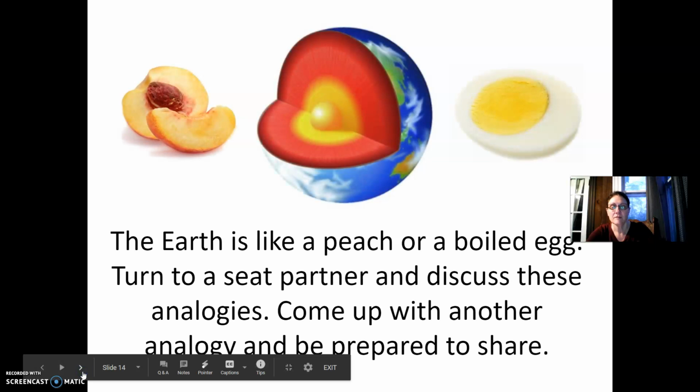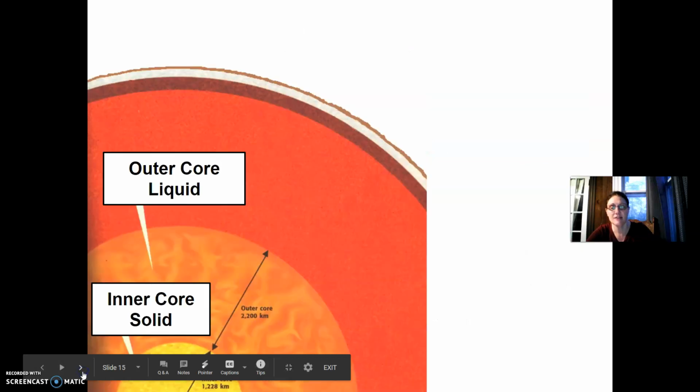The Earth is like a peach or a boiled egg. Turn to a seat partner and discuss these analogies. Okay, now if you compared with your seat partner, whether it be a sibling, a parent, stuffed animal, or your pet, now compare it to a peach. What part of the peach would be like the very inner core? Come up with another analogy and be prepared to share.